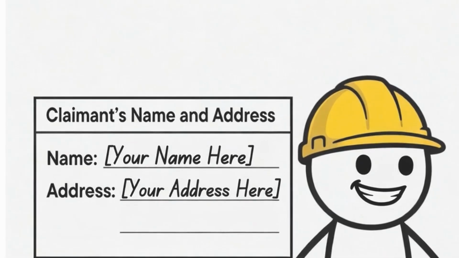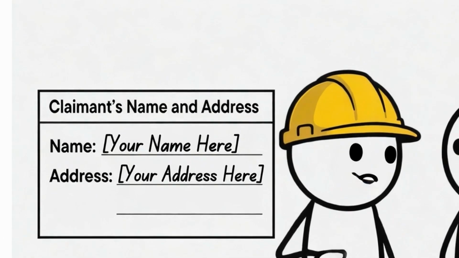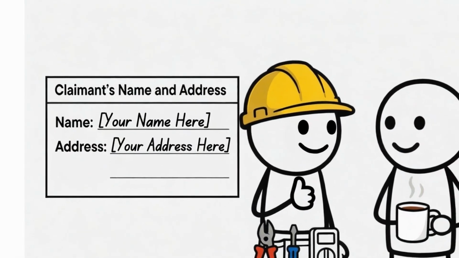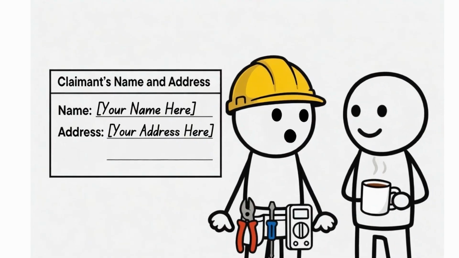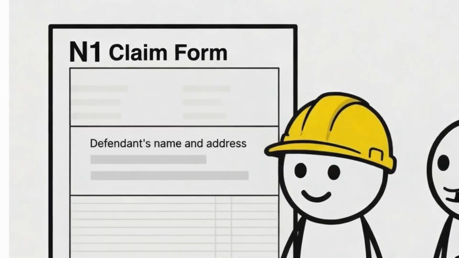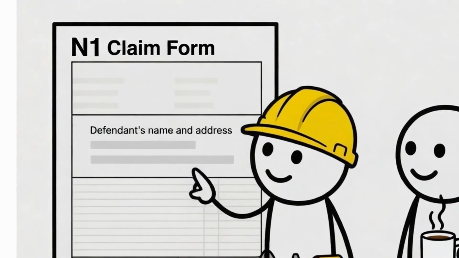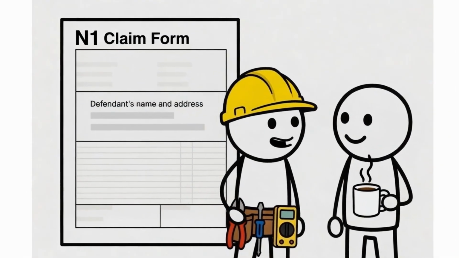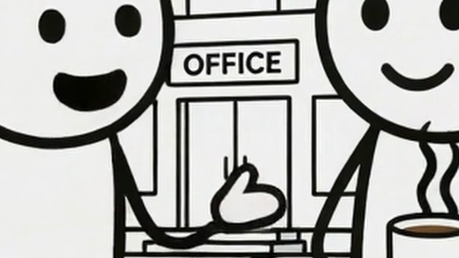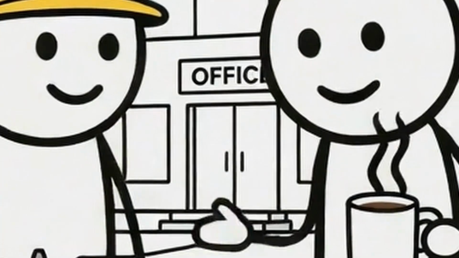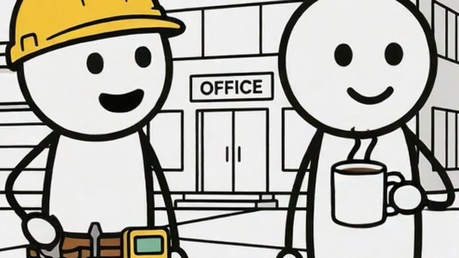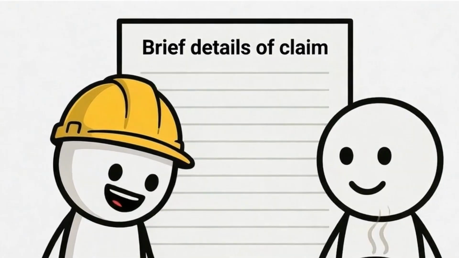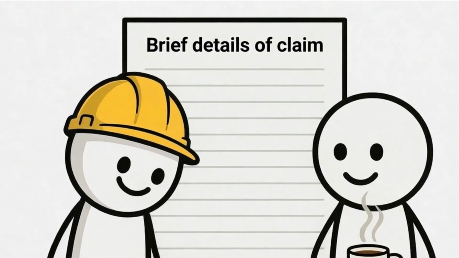The claimant's name and address box generally identifies the full name or company name of the person or business bringing the claim, along with their postal address, including postcode. Directly below sits the defendant's name and address box. This part normally identifies the person or company the claim is against. When the defendant is a company, the registered company name and registered office may be relevant, although service rules can depend on the circumstances.